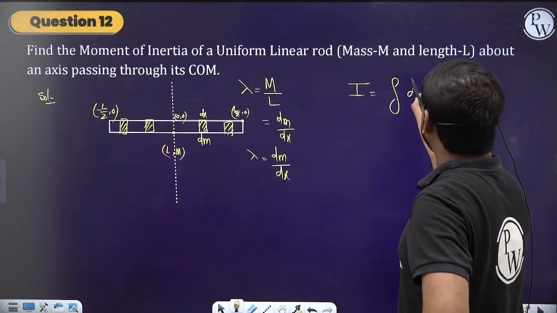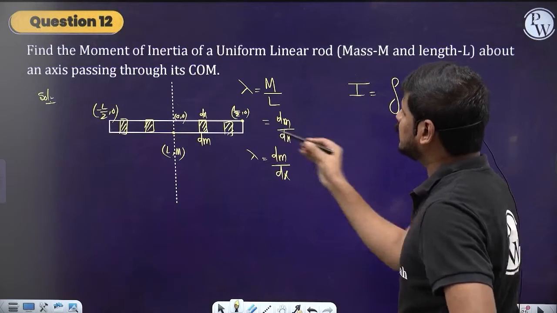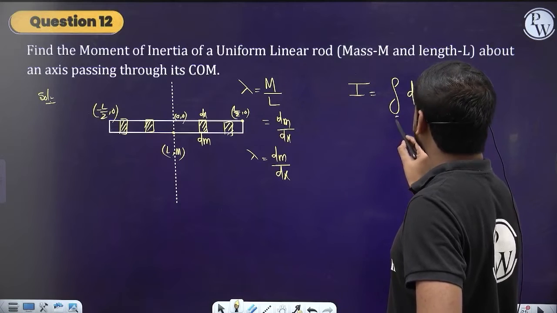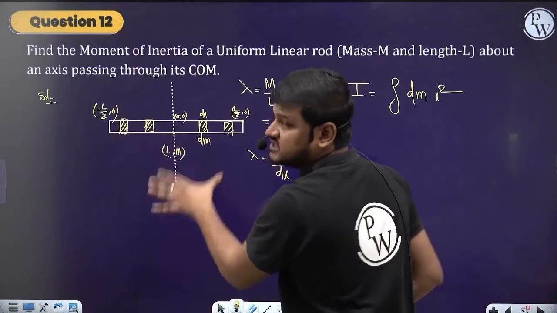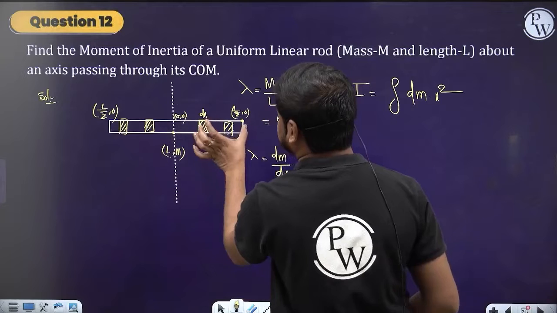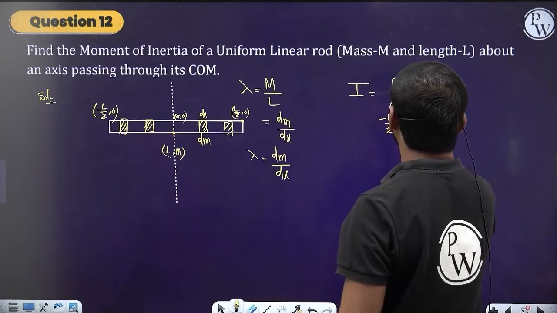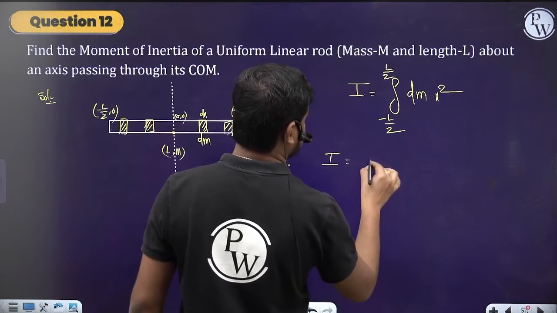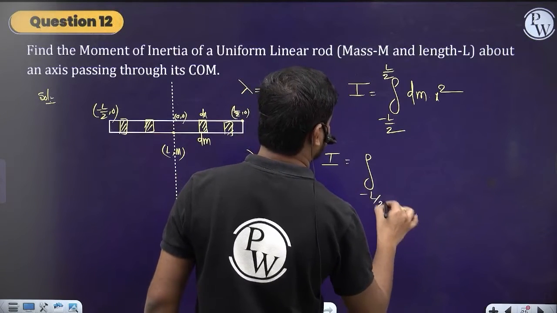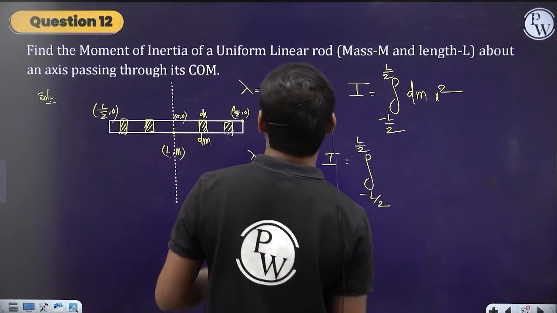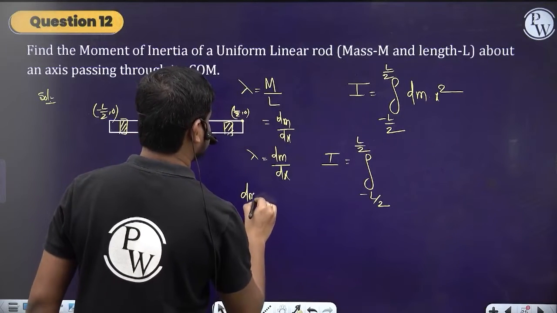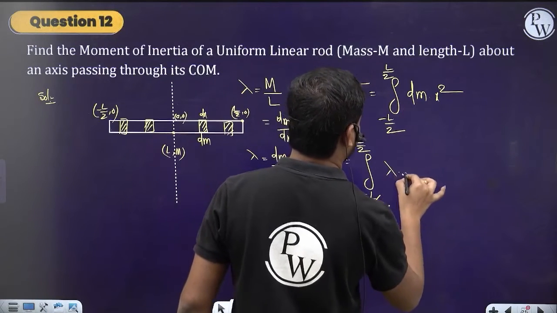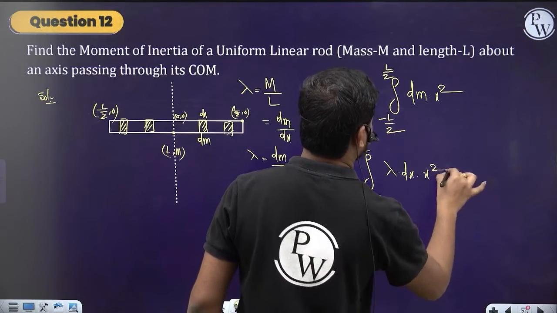So the integration of dm into, let the distance be x, x square. From where to where should we integrate this? The total rod should be covered, from this side to this side, so minus L by 2 to L by 2. So I is equal to the integration from minus L by 2 to L by 2 of dm x square. What is dm? I can write dm equals lambda into dx. So in place of dm, lambda into dx into x square.